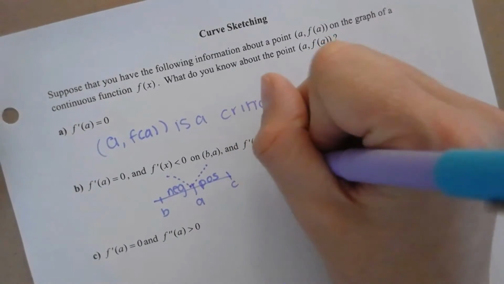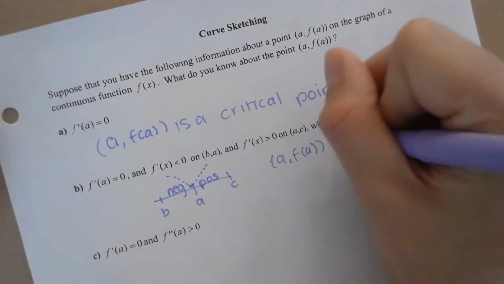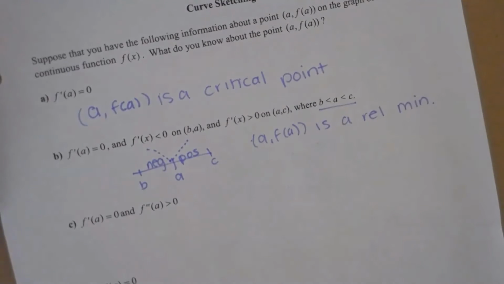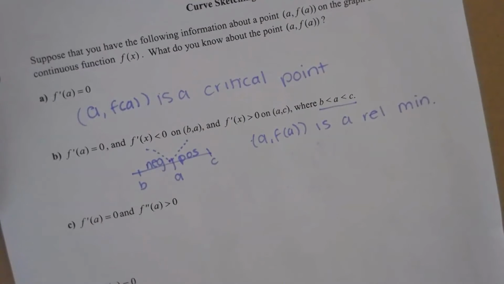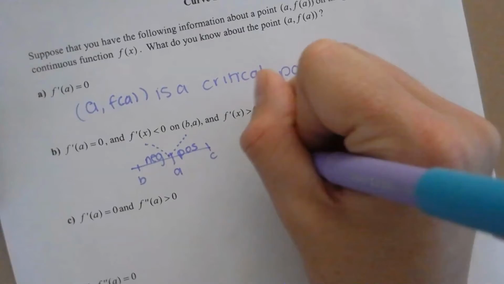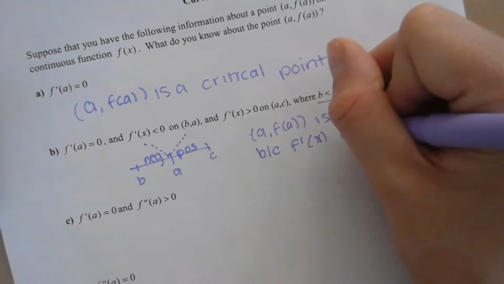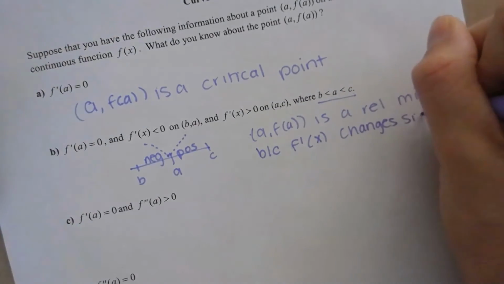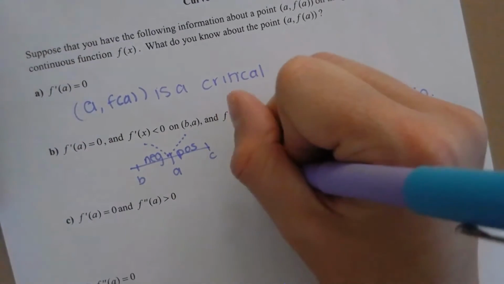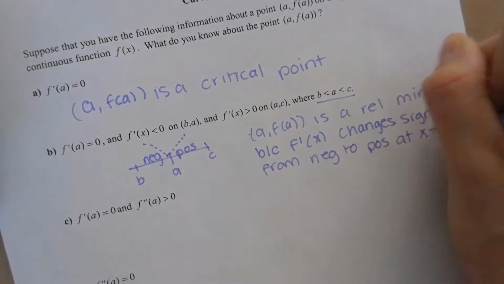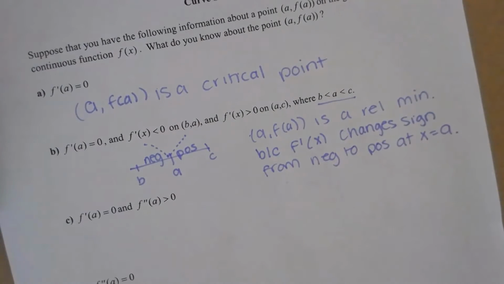So that means that the point A, f of A, is a relative or a local. That word is important. Exactly. It is a rel min. If you were justifying why, you'd say because f prime changes sign at point A. Perfect. F prime of x changes sign from negative to positive at x equals A. Or if you want to write more words, at point A.